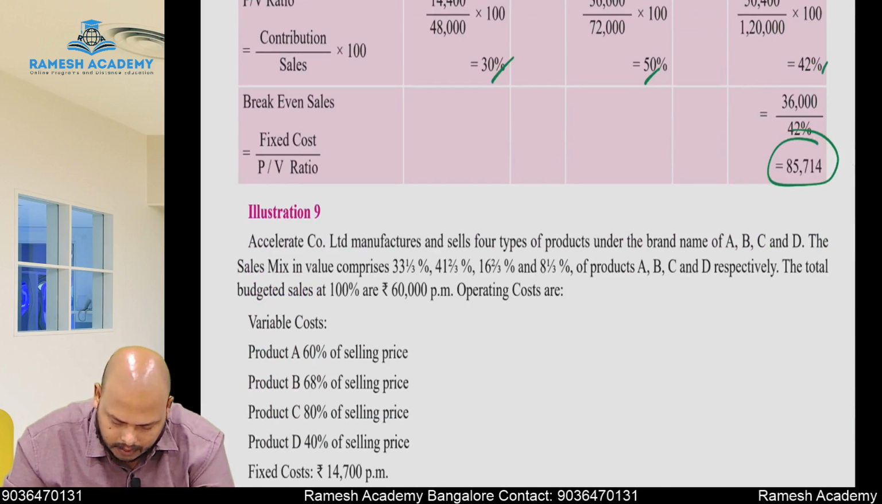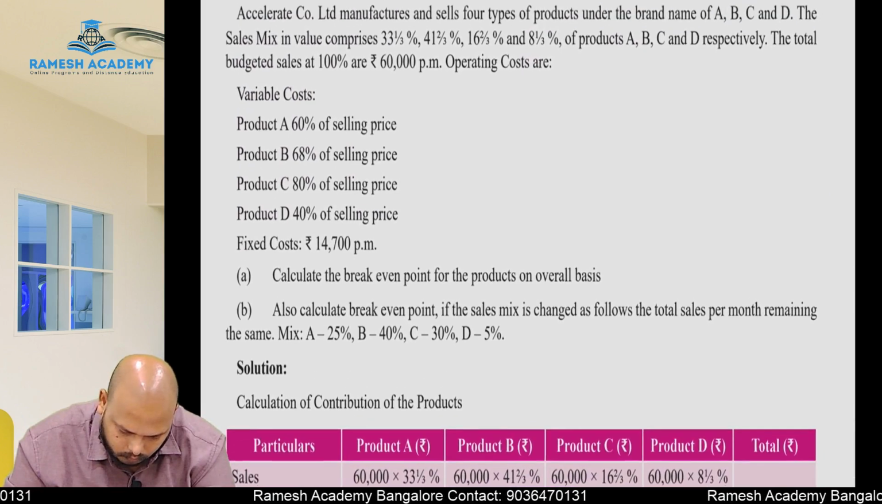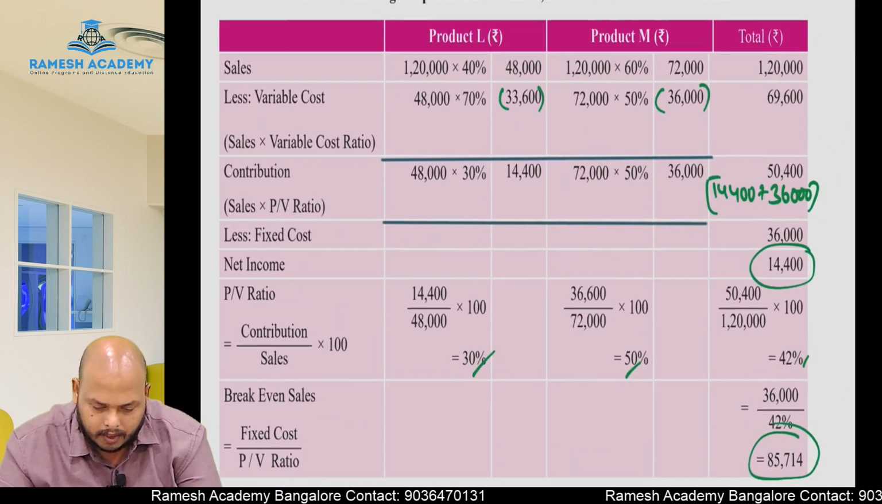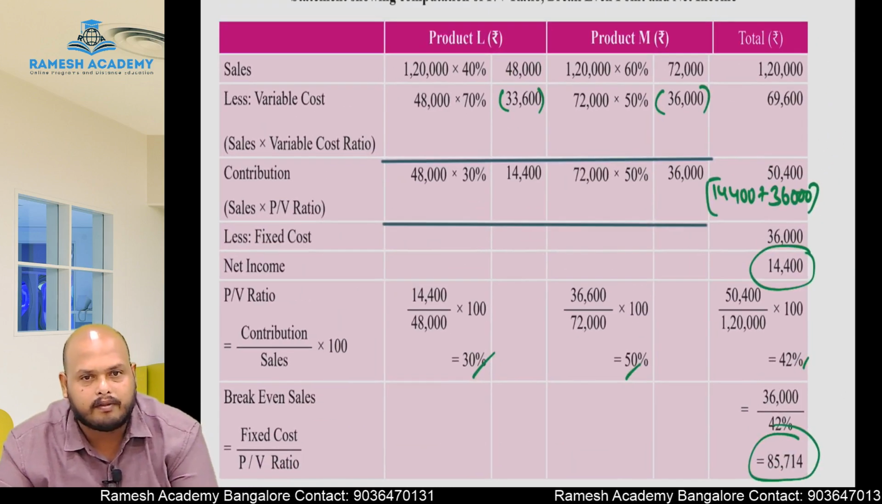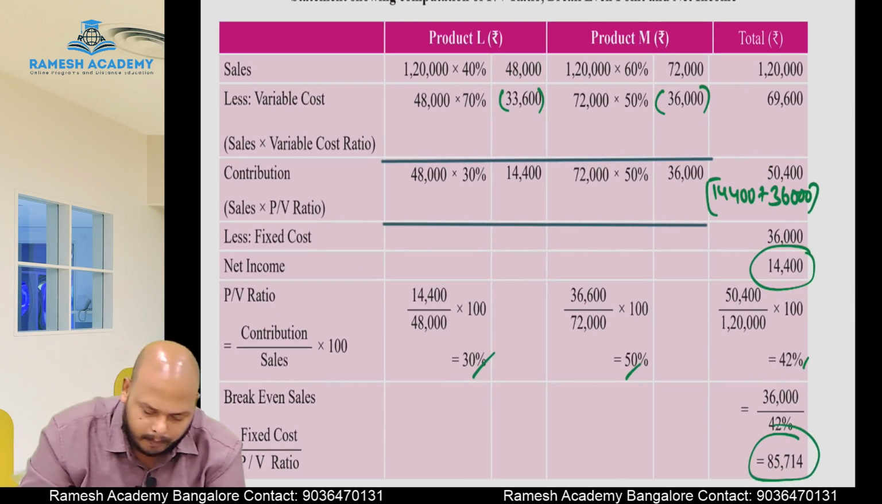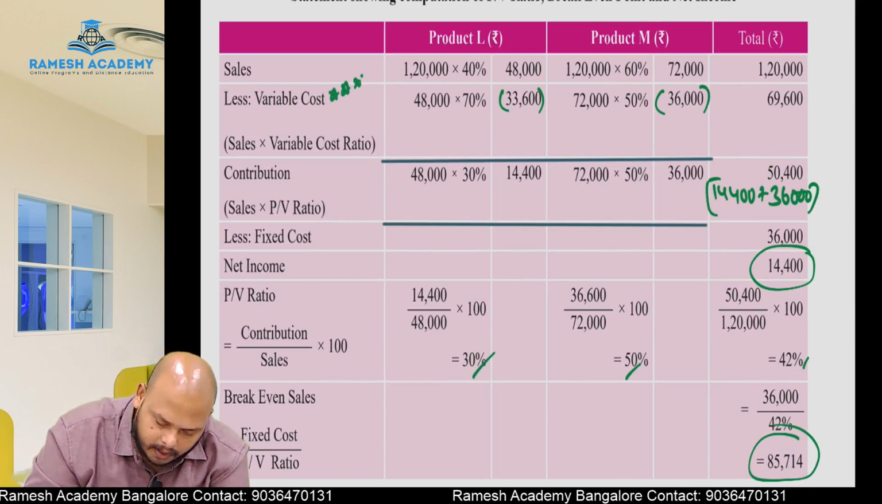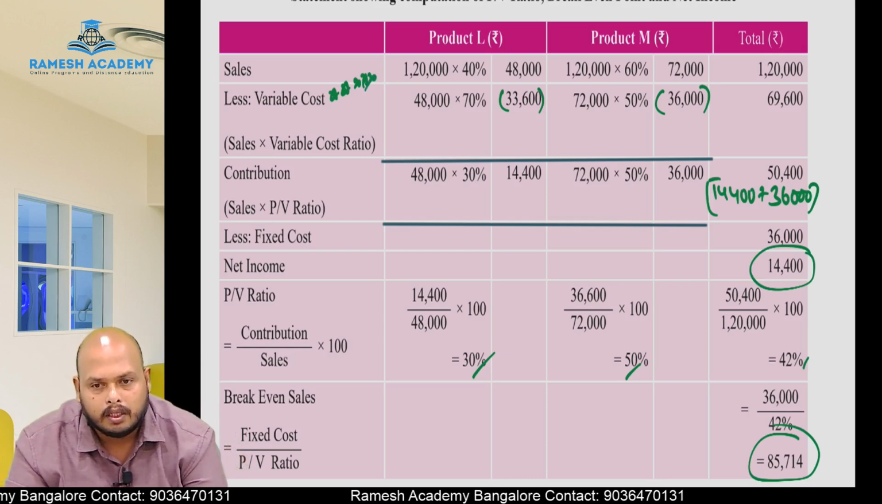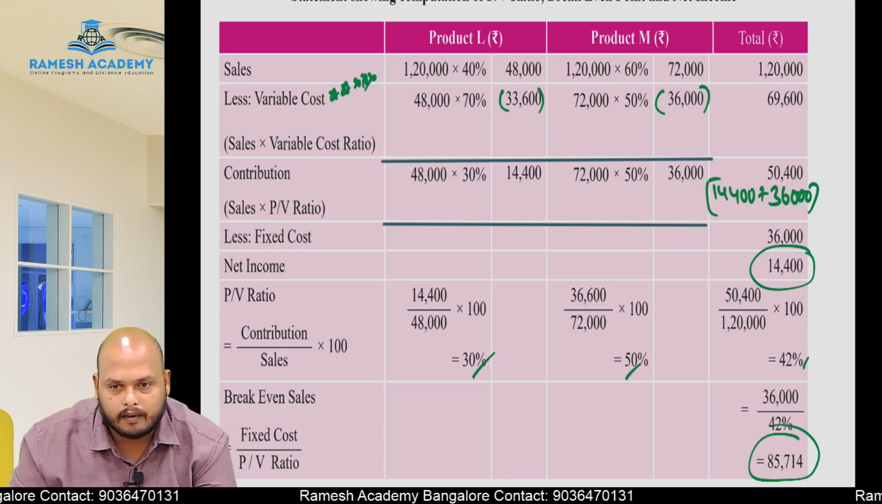Okay? Next, illustration number 9. Let us move on to illustration number 9. Illustration number 8, everyone is comfortable? Simple only. The main important thing is variable cost, everyone will forget. The main important thing is what everyone will forget: variable cost. That is the most important thing they will forget. Okay?